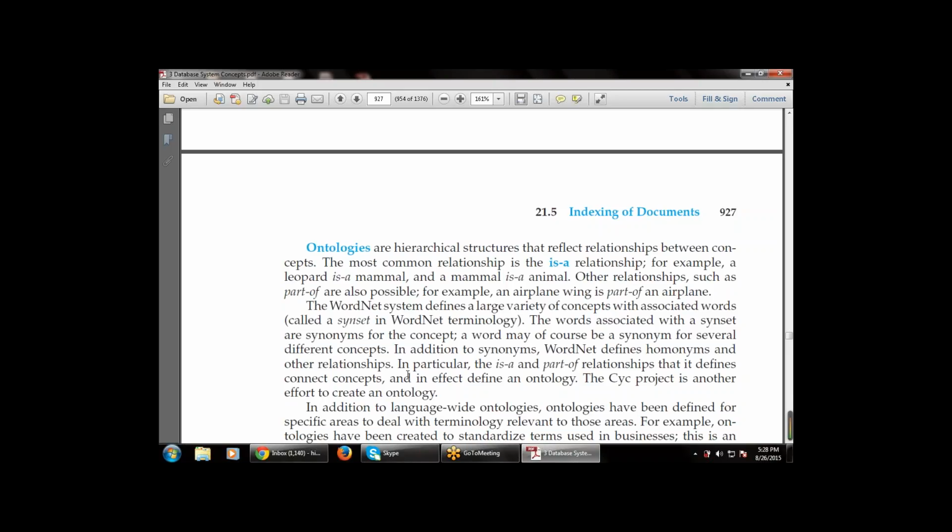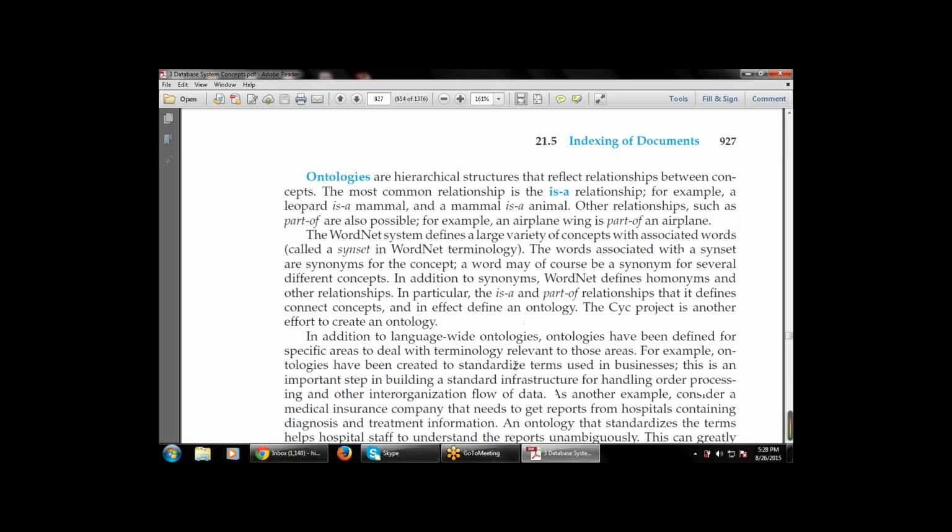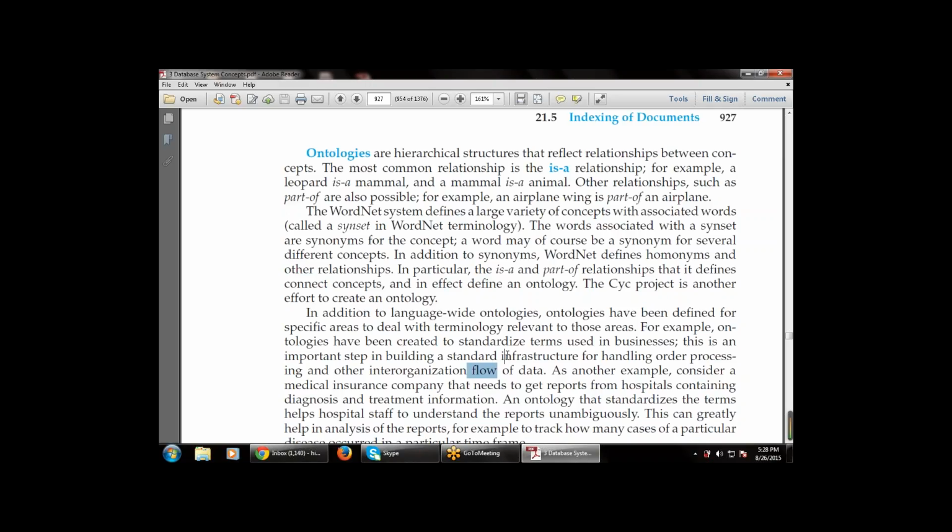For example, ontologies have been created to standardize terms used in businesses. This is an important step in building a standard infrastructure for handling order processing and other inter-organization flow of data. As another example, consider a medical insurance company that needs to get reports from hospitals containing diagnosis and treatment information. Whatever the treatment or diagnosis information is, it is defined by the concept of the various terms.